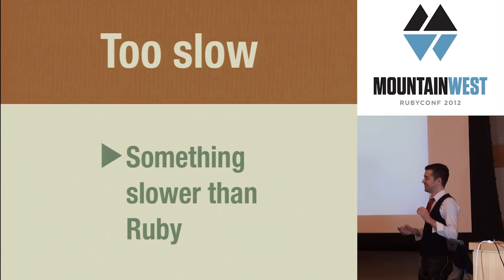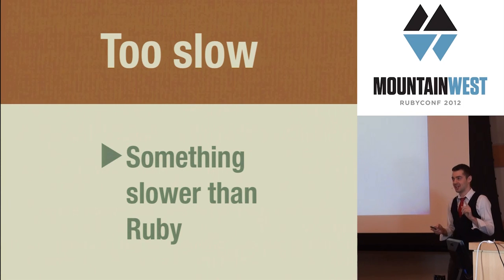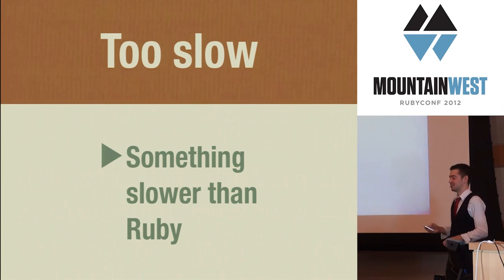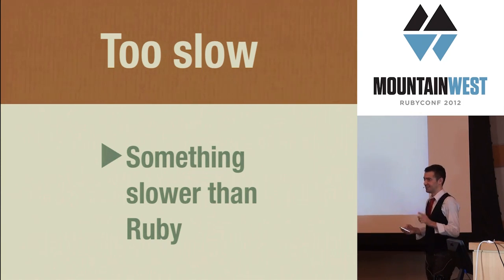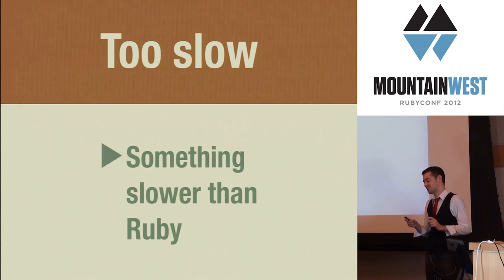Now, this is important because when that thing comes, it is your job as Ruby programmers not to say, oh my god, it's so slow, you can't build software in that. It's not too slow, even if it's slower than Ruby. So that's the first relationship point.